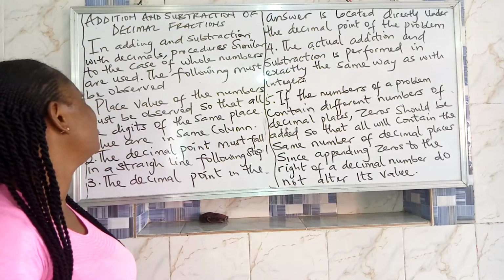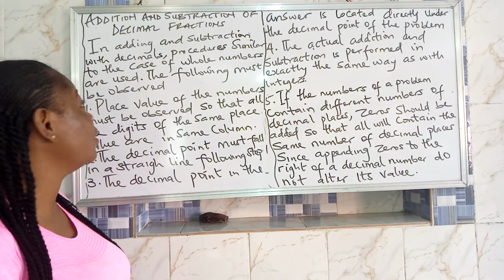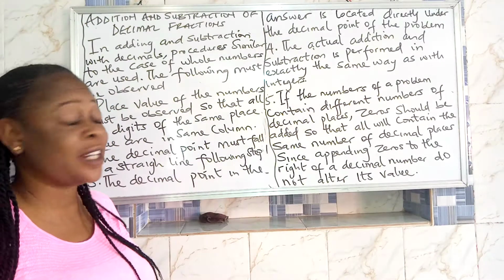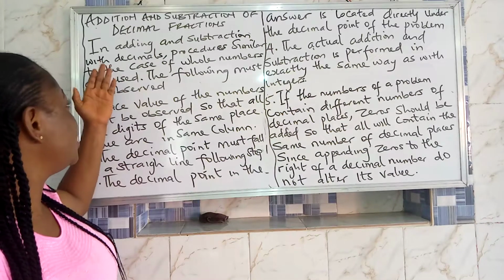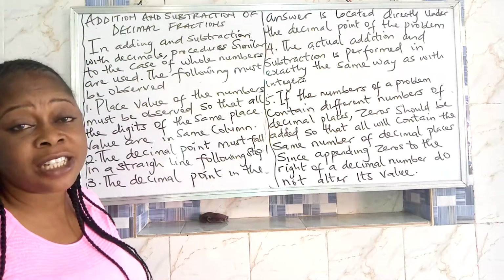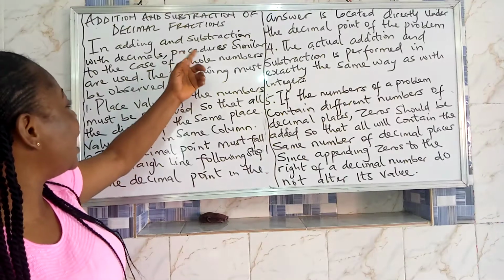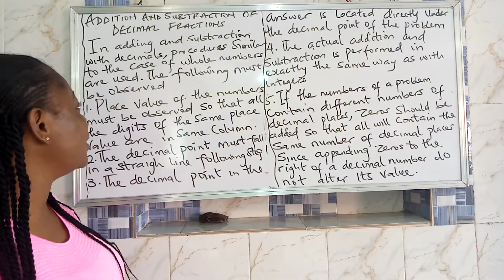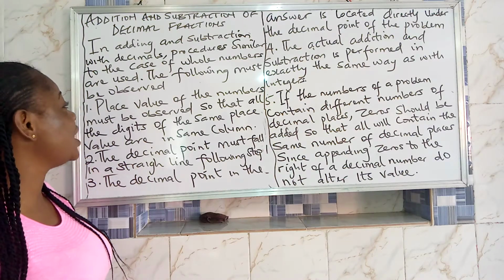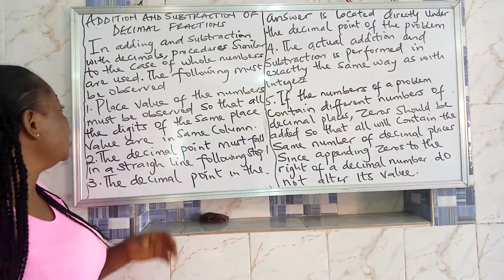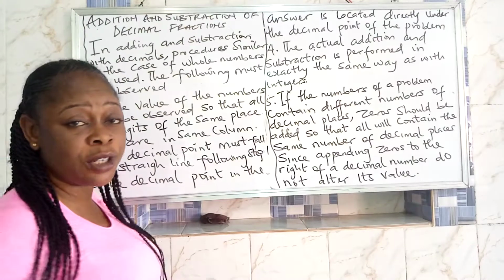Today we'll be dealing with addition and subtraction of decimal fractions. Before you're able to add and subtract decimal fractions, there are some things you must be able to do. In adding and subtracting with decimals, procedures similar to the case of whole numbers are used. The following must be observed. What is the first one you need to observe?